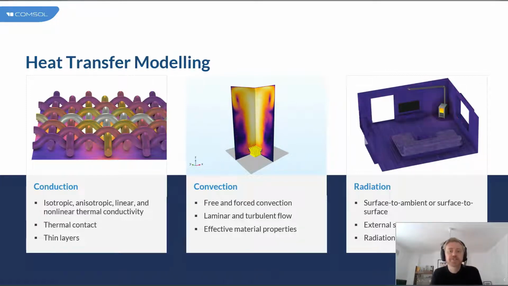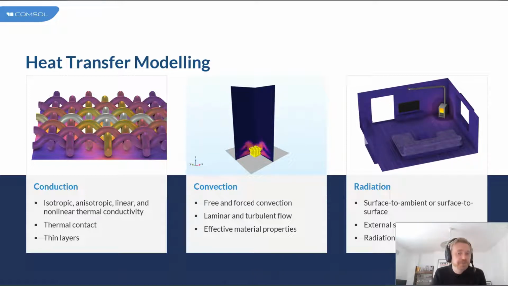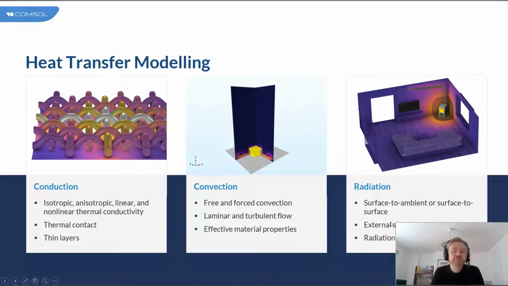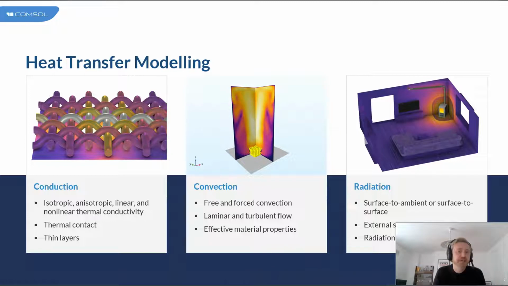For looking at radiation, we can consider radiation from a variety of different perspectives or different levels of sophistication, I guess. You can look at an object simply losing heat through radiation, or surface to ambient radiation, as we would call it. So losing heat to the ambient environment through radiation. You can also look at surface to surface radiation. So this would be a scenario where objects that are in the line of sight of each other are able to transmit and absorb heat through radiation to each other.